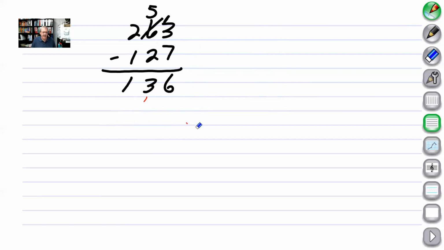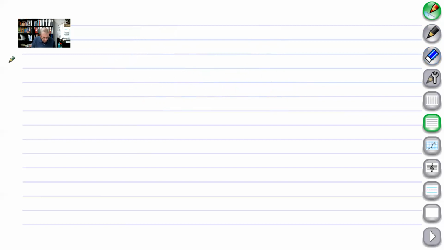By the way, the answer to addition was the sum. This is called the difference. When you subtract, the answer is called the difference. So they might say, find the difference of two numbers. What they're saying is subtract the two numbers. So difference means subtract. Okay, here's another one.